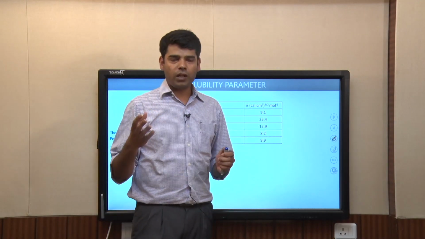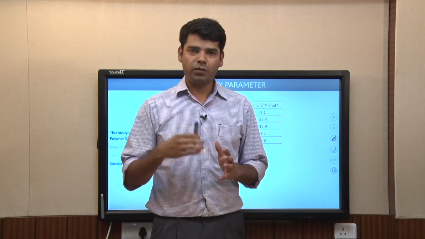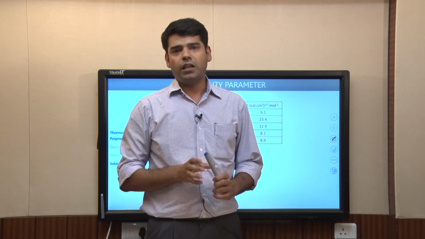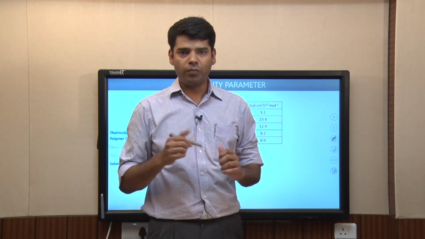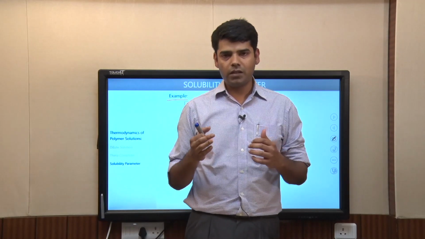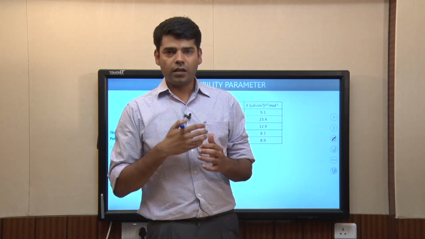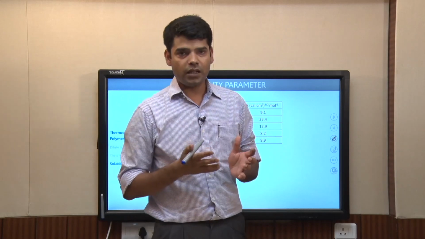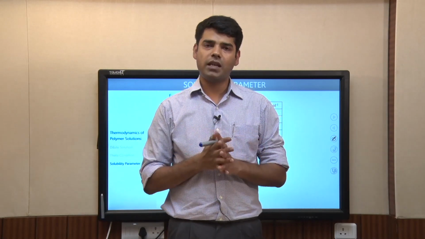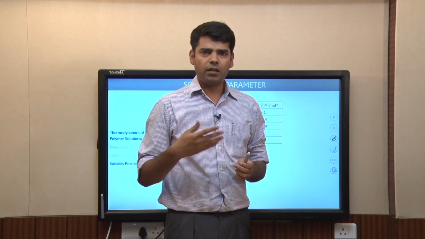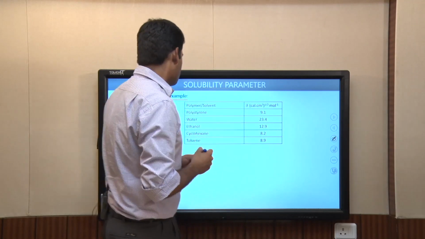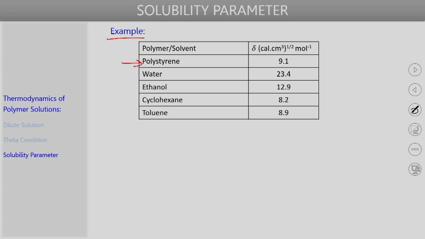Normally, a polymer and solvent are said to be highly miscible, or a polymer is said to readily dissolve in a solvent, if their solubility parameter values are comparable or close. The larger the difference between the solubility parameter of the polymer and the solvent, the larger will be the enthalpy change of mixing, a larger positive value, and that will not favor mixing. Let us consider an example where we have polystyrene as a polymer, whose solubility parameter is around 9.1, and 4 solvents: water, ethanol, cyclohexane, toluene.